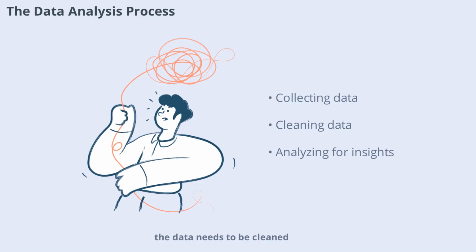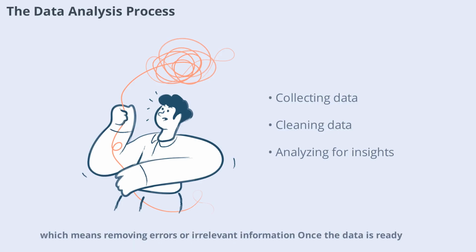The process of data analysis usually starts with collecting data from different sources. Next, the data needs to be cleaned, which means removing errors or irrelevant information. Once the data is ready, analysts use various methods to examine it and look for patterns or trends. Finally, the results are interpreted and shared through reports, charts, or dashboards. Each step is crucial to ensure that the insights gained are accurate and useful.